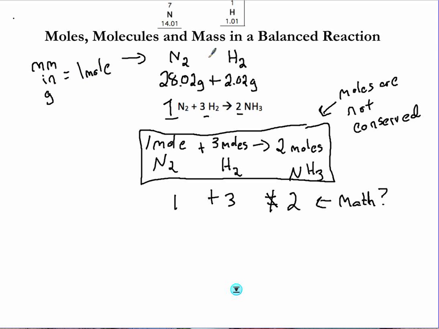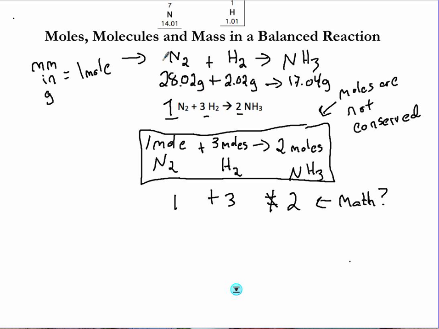Okay, and last but not least, we need the molar mass of NH3, and since we have 1 nitrogen and 3 hydrogens, that's going to be 17.04. And you can see that these numbers do not add up mathematically, right? So it might look at first glance to be true that mass is not conserved. But remember, this is a balanced equation. So the thing that we have forgotten to apply here are the coefficients.